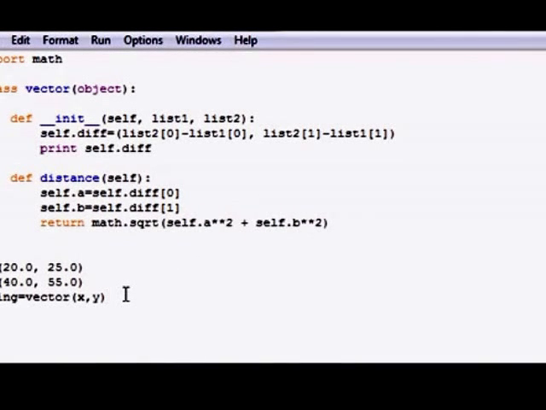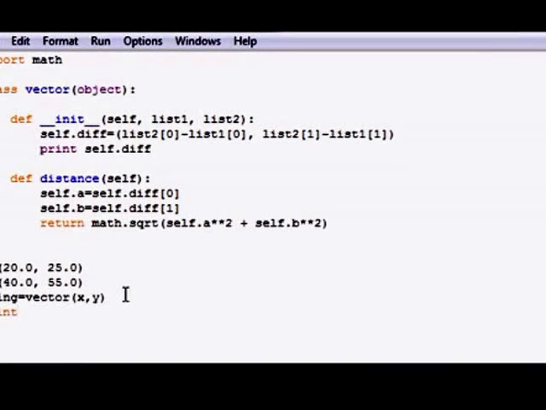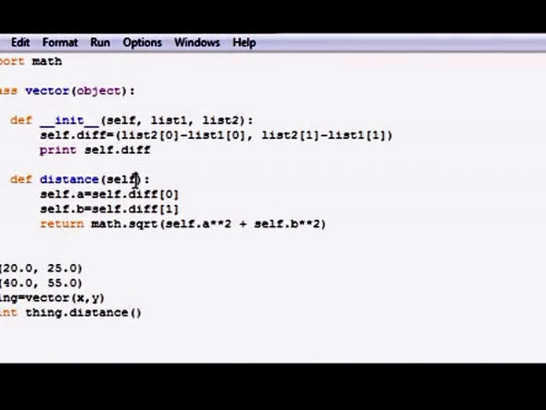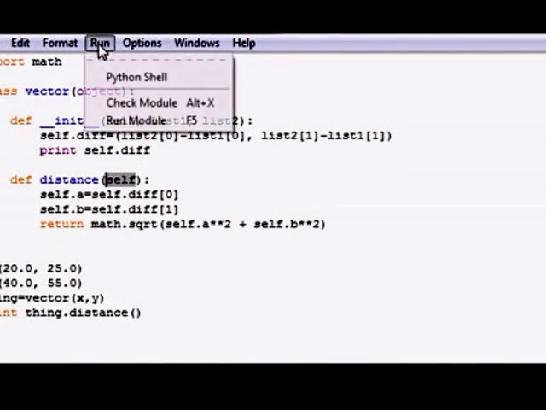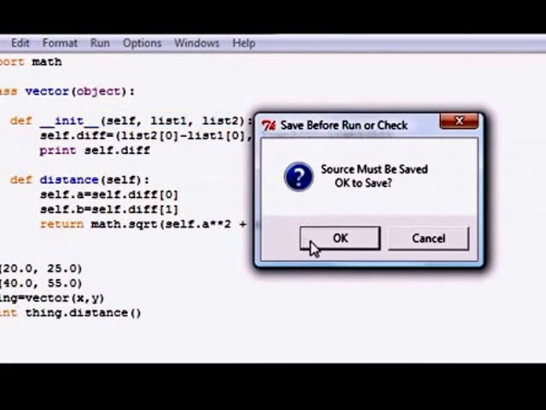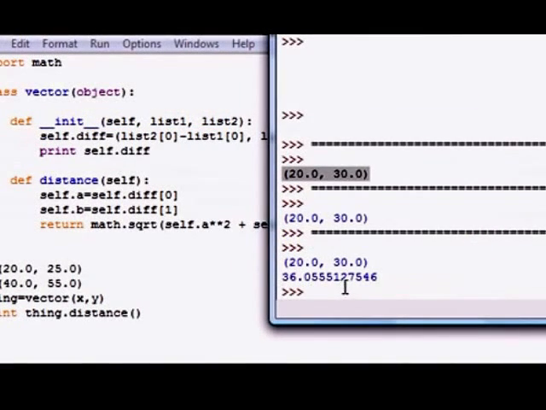So the last thing we have to do is print out our answer. So print thing.distance, and it doesn't take any parameters. As you can see, it only takes the self parameter. So let's go ahead and run this, and then after it works, I'll show you guys one more time.